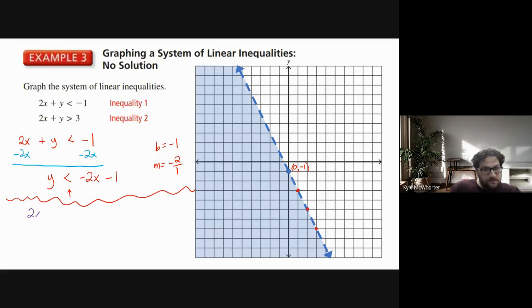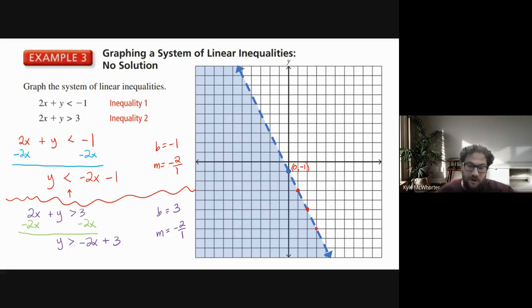So we're going to take 2x plus y greater than 3. To get the y by itself, we need to subtract 2x. So I'm going to subtract 2x from each side. And we get y is greater than -2x plus 3. So for this inequality, we have a y-intercept of 3 and a slope of -2.